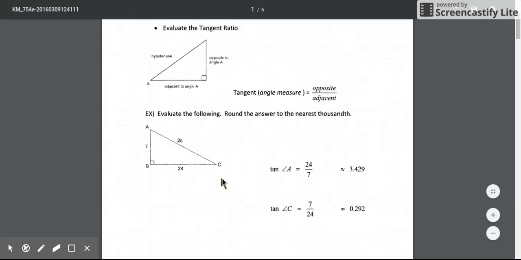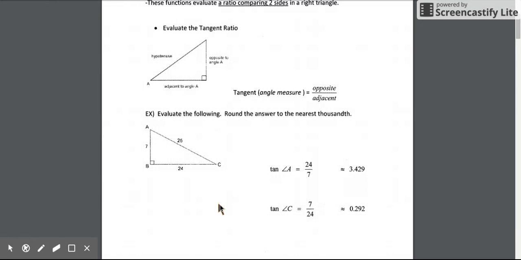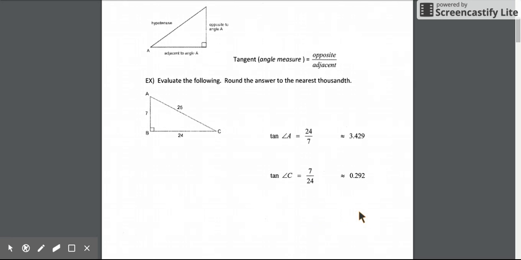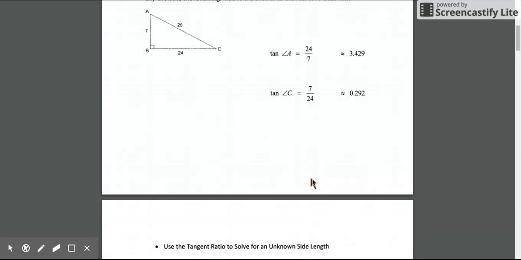Watch how it changes if I change the angle I'm talking about. Now if we want to find the tangent ratio for angle C, the opposite side length is 7 and the adjacent side length is 24. So the tangent of angle C would be 7 over 24, or its decimal equivalent would be this. So if we knew the angle measurement, we could use it to solve for one of these missing sides. That's what we'll do next.